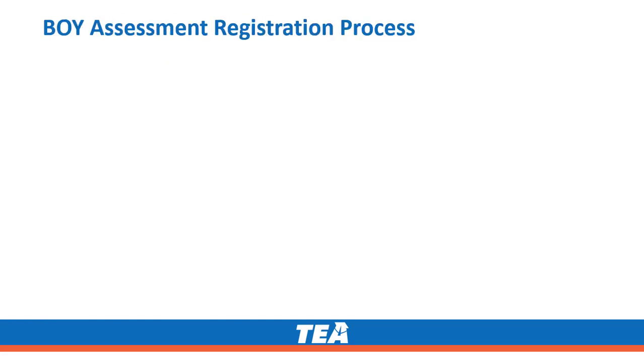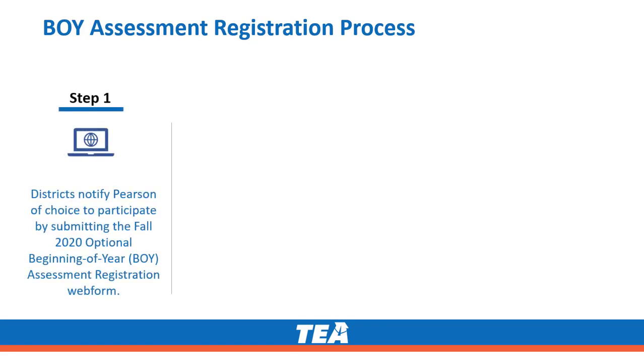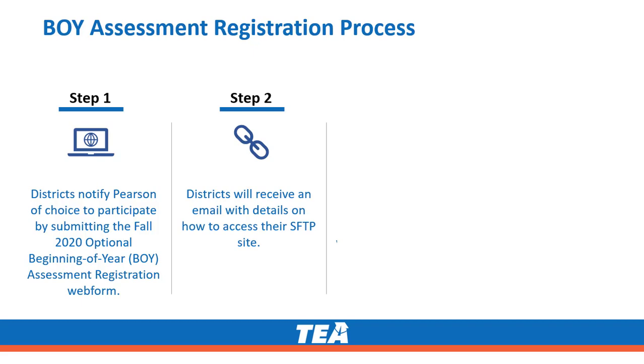BOY assessment registration process. As a reminder, BOY assessments are optional. This process explains how districts will register students and receive district and student testing credentials. Step 1. Districts notify Pearson of choice to participate by submitting the Fall 2020 optional beginning of year BOY assessment registration web form. Step 2.